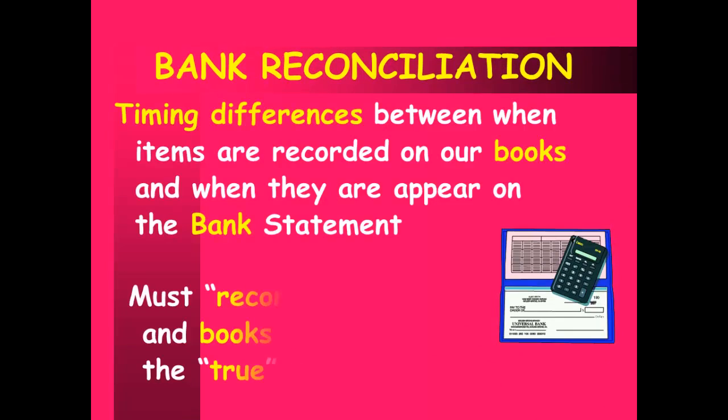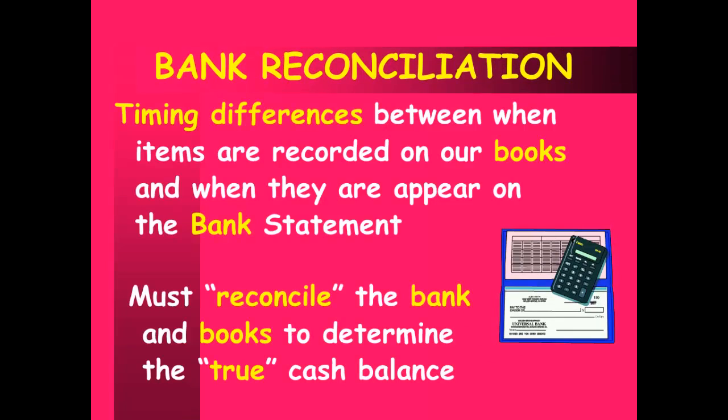You may know about something that the bank doesn't know about, or the bank may know about something that you don't know about. And so we have to reconcile what we show as being our cash balance to what the bank shows. Now, when we talk about it personally, we think about our checkbook register because that's where we keep up with how much cash we have.